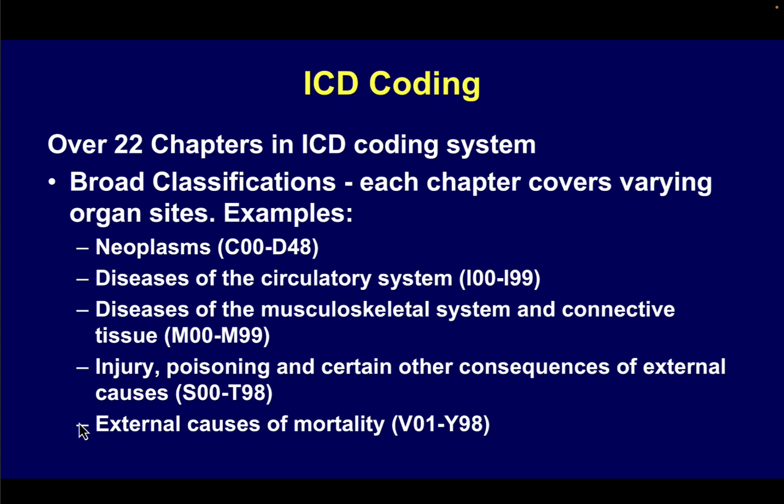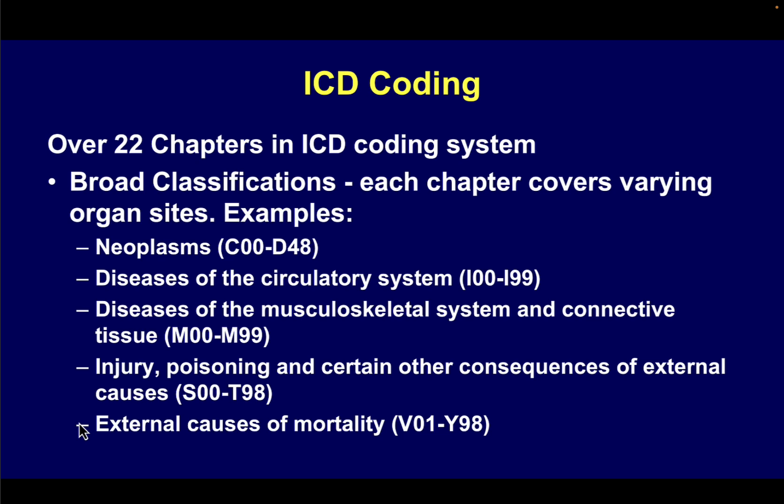So let's briefly delve a little further into ICD coding. The ICD coding system is very comprehensive, and it covers practically every disease and diagnosis that can be made. There are 22 chapters in the ICD coding system, and each chapter includes a broad disease classification or grouping, usually organized by the organ systems of the human body. So, for example, there are broad sections of neoplasms or malignancies, diseases of the circulatory system, diseases of the musculoskeletal system, injury, and external causes of mortality, just to give you a sense of the broad classifications.